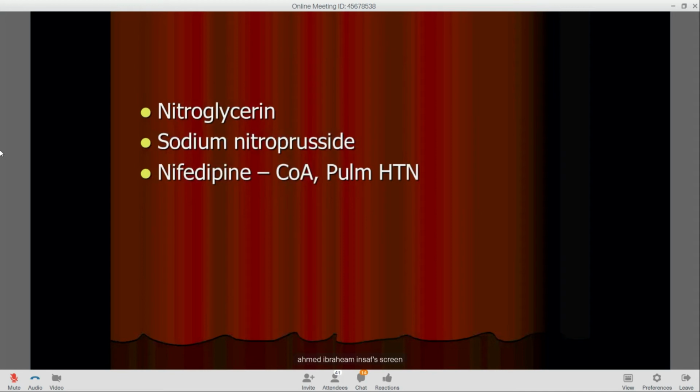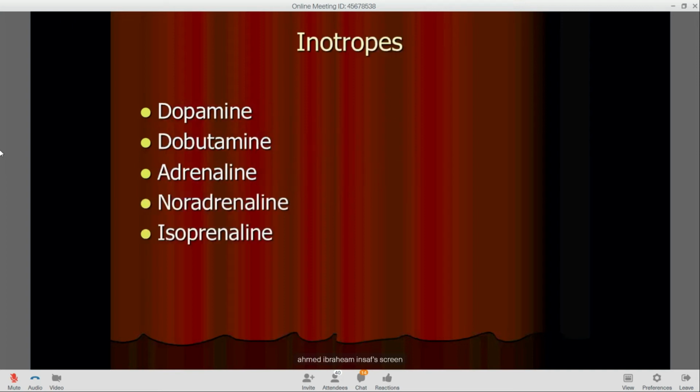Nitroglycerin, sodium nitroprusside, and milrinone are also vasodilators. Milrinone we use in coarctation of the aorta and in pulmonary hypertension. Inotropes such as dopamine, dobutamine, and adrenaline are used in the severe type.